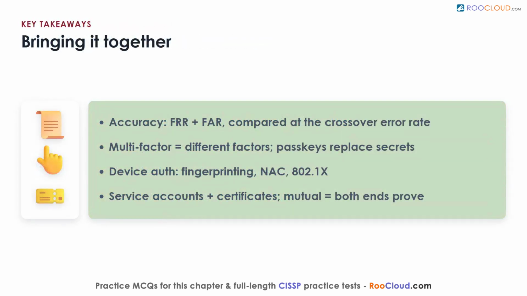So let's bring it together. You measure biometric accuracy with false rejection and false acceptance rates compared at the crossover error rate, and you keep enrollment fast enough for people to accept. Multi-factor authentication wins by demanding different factors at once, and passwordless approaches with passkeys are replacing fragile secrets. Authentication reaches past people to devices through fingerprinting, network access control, and port-based standards, and to services through service accounts and certificates. And mutual authentication makes both ends prove themselves. With that, the full model is complete.